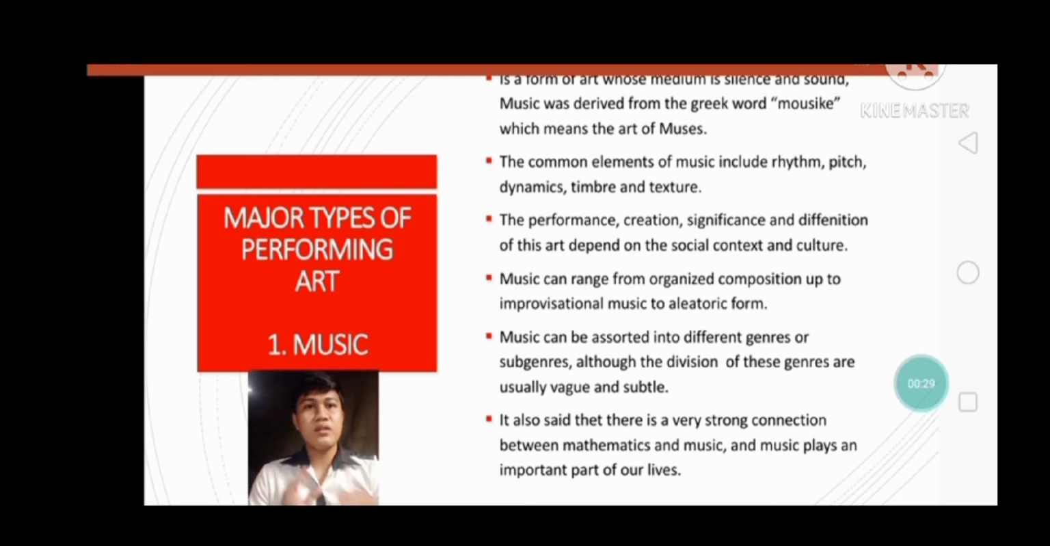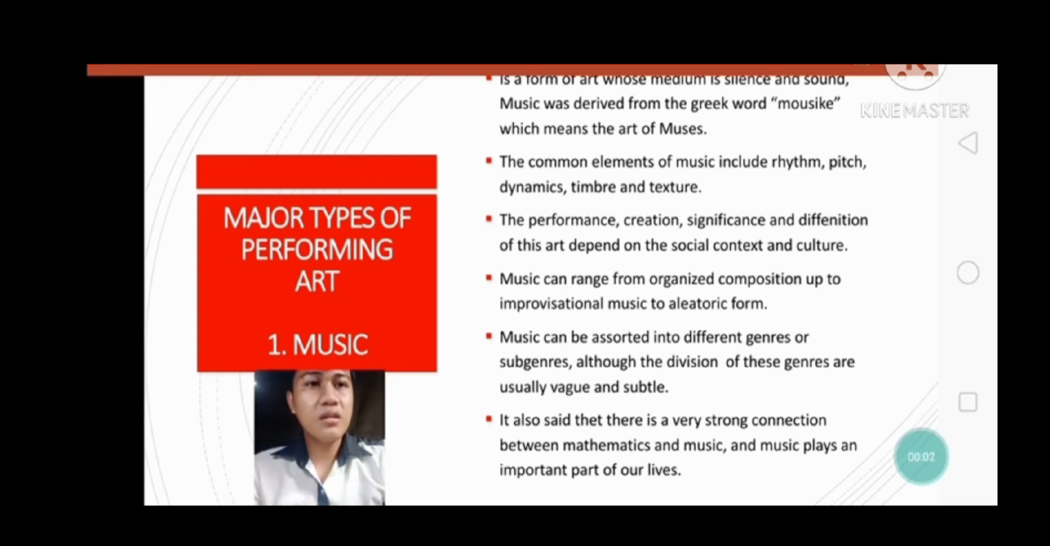Music can range from organized composition to improvisational music to aleatoric form. Music can be assorted into different genres and subgenres, although the divisions between these genres are usually vague and subtle. It is also said that there is a very strong connection between mathematics and music, and that music plays an important part in our lives. So music uses silence and sound.